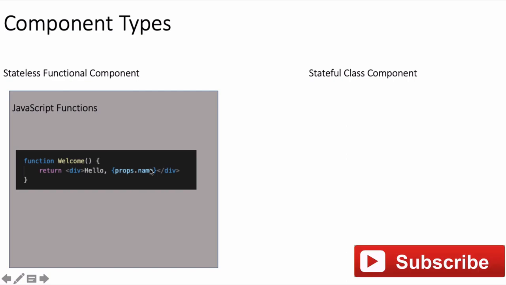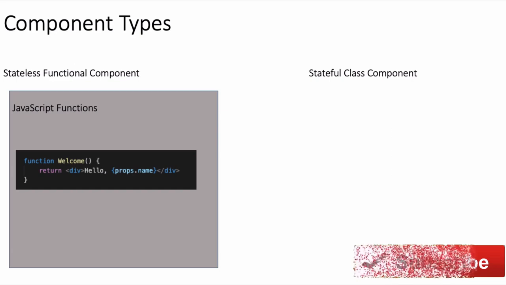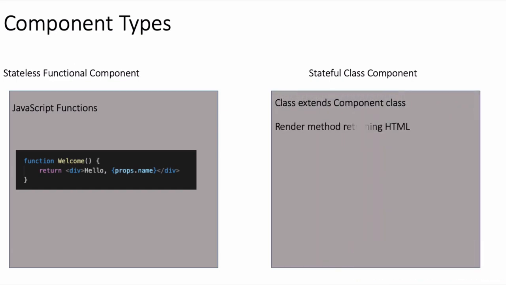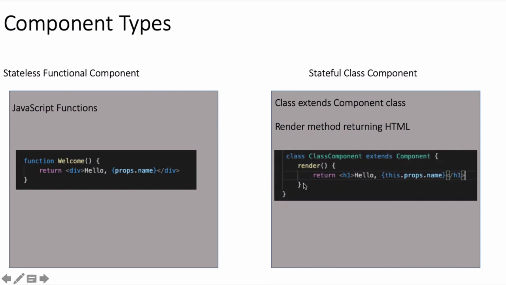And class components are regular ES6 classes that extend the component class from the React library. This one here must contain a render method that returns HTML. So this is an example of a class component which extends Component. It has a render method that returns an h1 tag, which says hello Samuel. Again, don't be confused by this this.props.name. We'll discuss it in our upcoming videos.